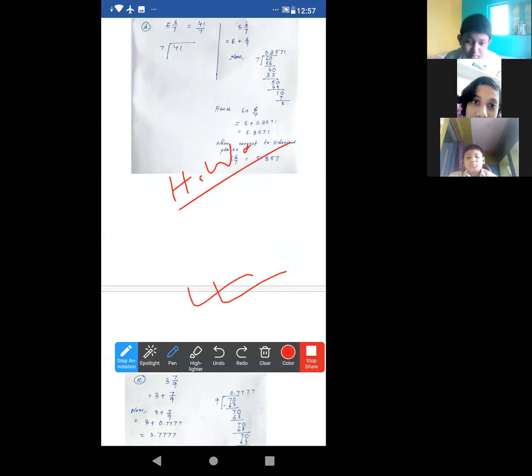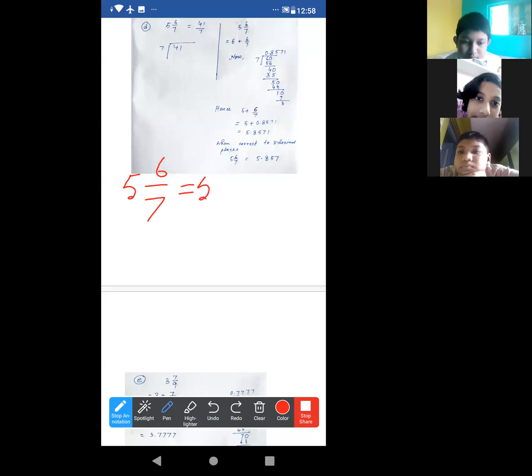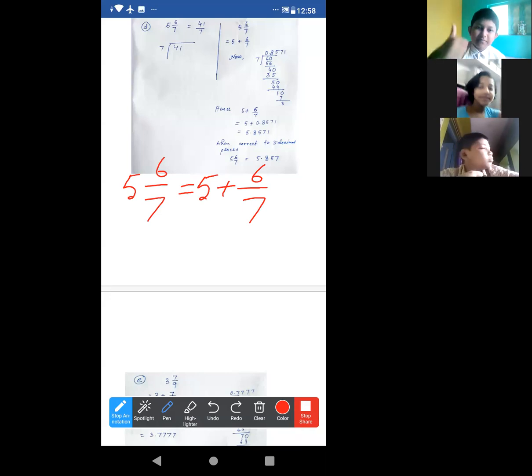I am also making you learn one new process. Just look at this. All of you listen to me very carefully. It is 5 whole 6 by 7. So we can write this as a fraction in this way: 5 plus 6 by 7. Yes or no? Do you know this or not? It was already done in class 4. In class 4 it was done, Debolin, you don't know?